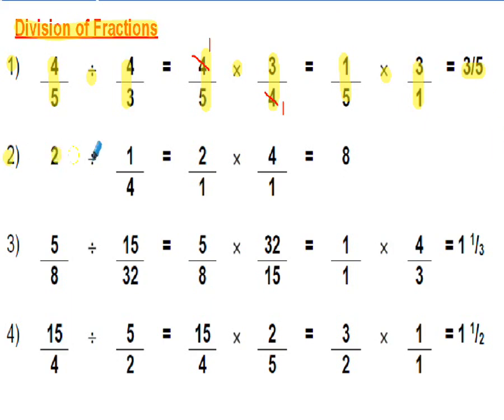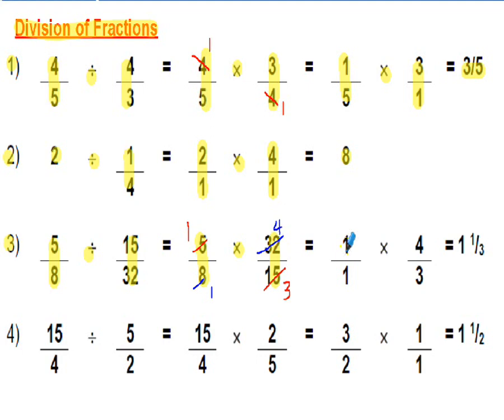So question 2, we have 2 divided by 1 upon 4. So we keep the first fraction, which is 2 upon 1. We flip the second fraction, so that now becomes 4 upon 1, and we change the sign. Evaluating 2 multiplied by 4 is 8. Question 3, we've got 5 upon 8 divided by 15 upon 32. Again, keeping the first fraction, 5 upon 8. We flip the second one, so that becomes 32 upon 15, and we change the sign. In looking for cancelling, the 5 and the 15 cancels to 1 and 3, and the 8 and the 32 cancels to 1 and 4.